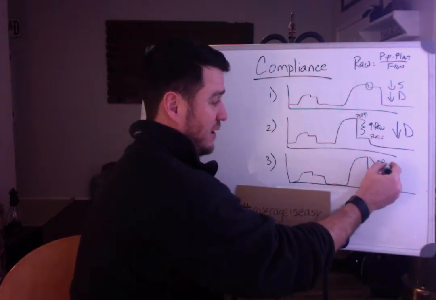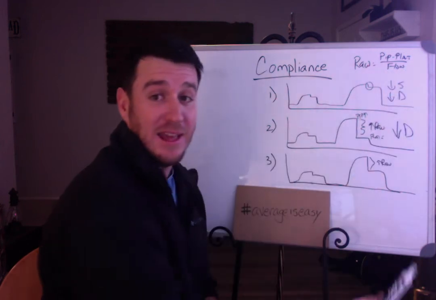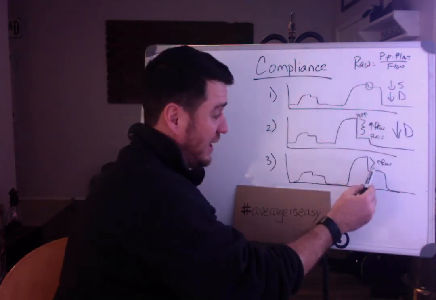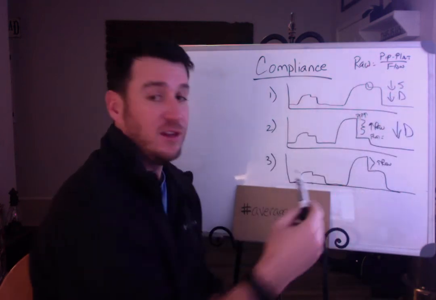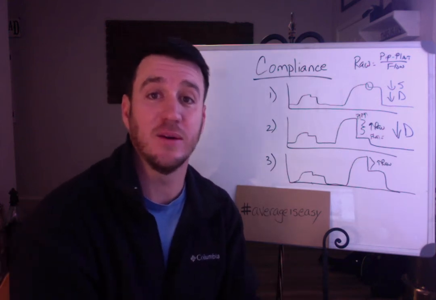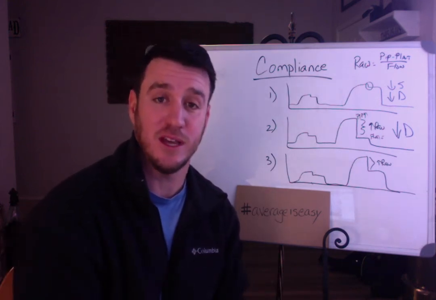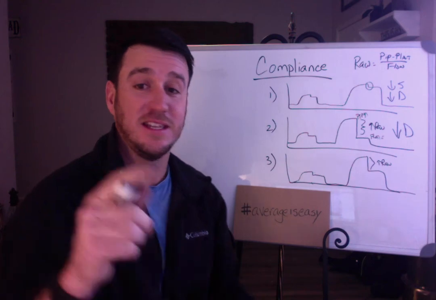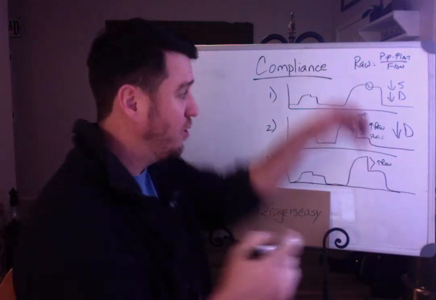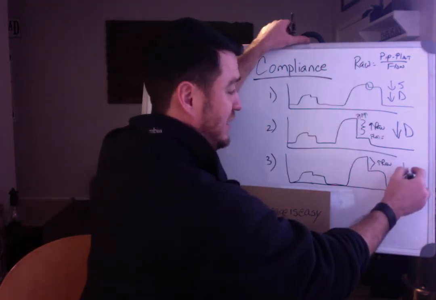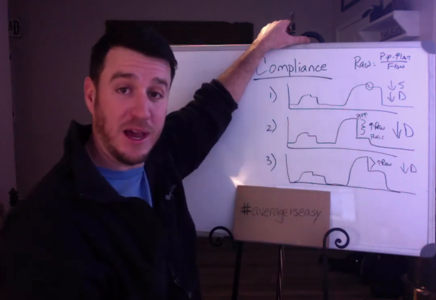Remember our formula, right? PIP minus plat. That's saying you take this number and you take this number and you subtract them. And that's your airway resistance divided by flow in liters per second. So has that increased? Yes. So we already know that this patient is going to have a decreasing dynamic compliance.